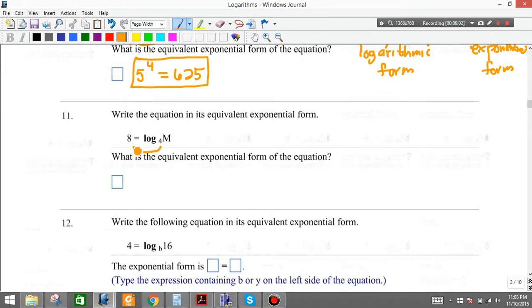4 to the 8th power is equal to m. 4 to the 8th power equals m. That is exactly the answer. Do not simplify.